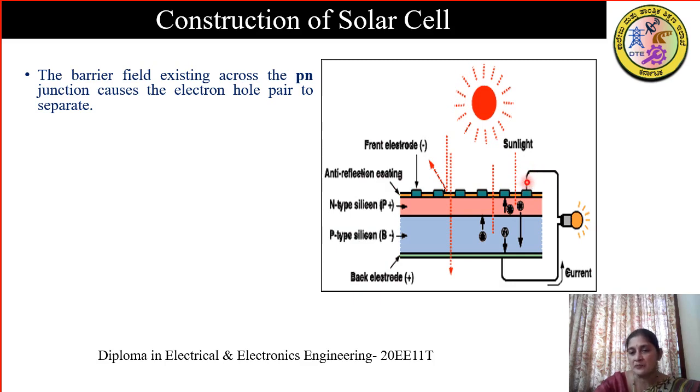These electrons which are pushed out will have the energy of the photon with them. They will pass to the electrical circuit, do the work, and again come back to the p-type material, where they will find the holes. At these holes, the electrons and holes will recombine and the process ends here.